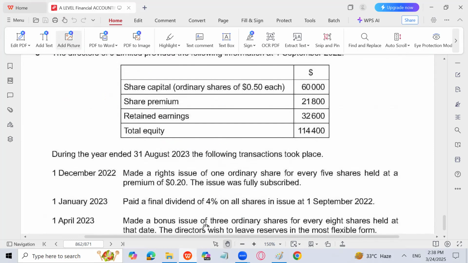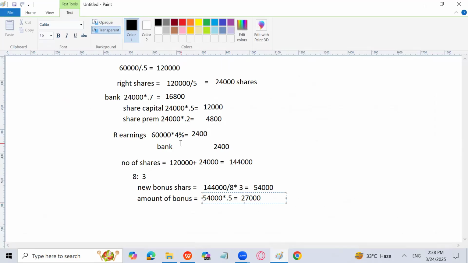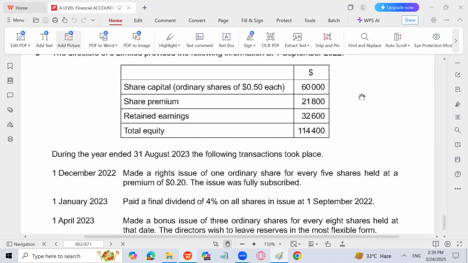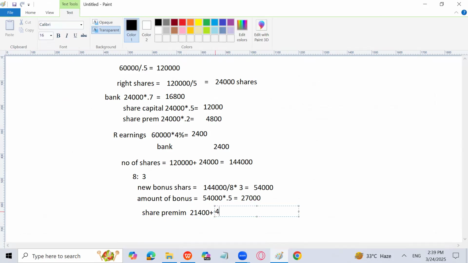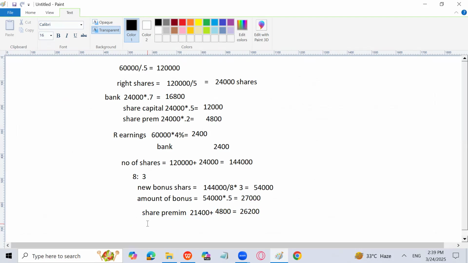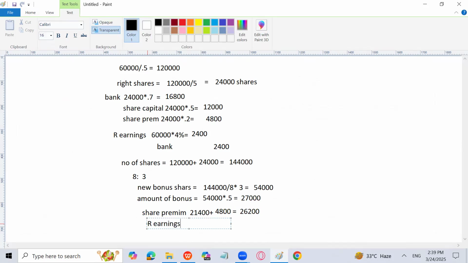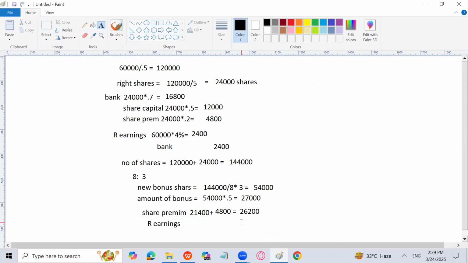Because right shares are already issued. So we have already premium in right share, which is 4,800. So let me calculate the share premium which is available and which is going to be utilized for the issue of bonus share. Share premium debit 21,400 was available at the start. Here it is written, and 4,800 is available from the right shares. So what is the total amount? So 26,200 will be taken out from share premium, and the remaining amount is going to be taken from retained earnings, and that is going to be how much?